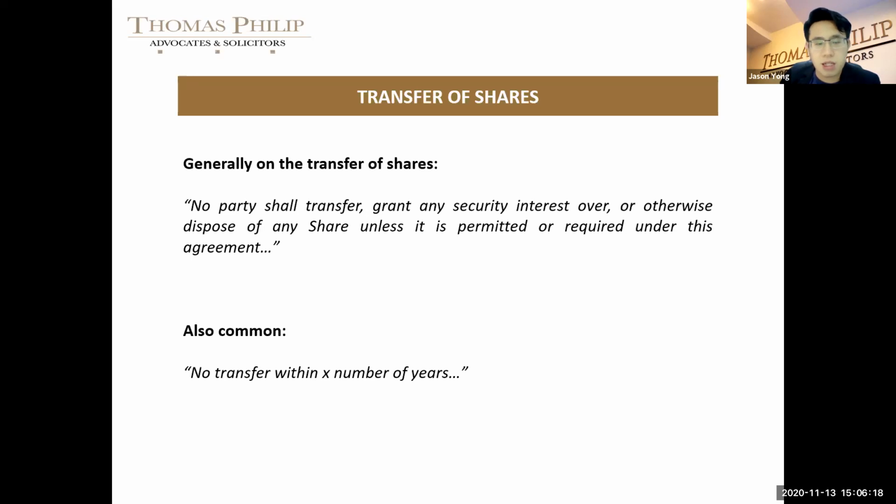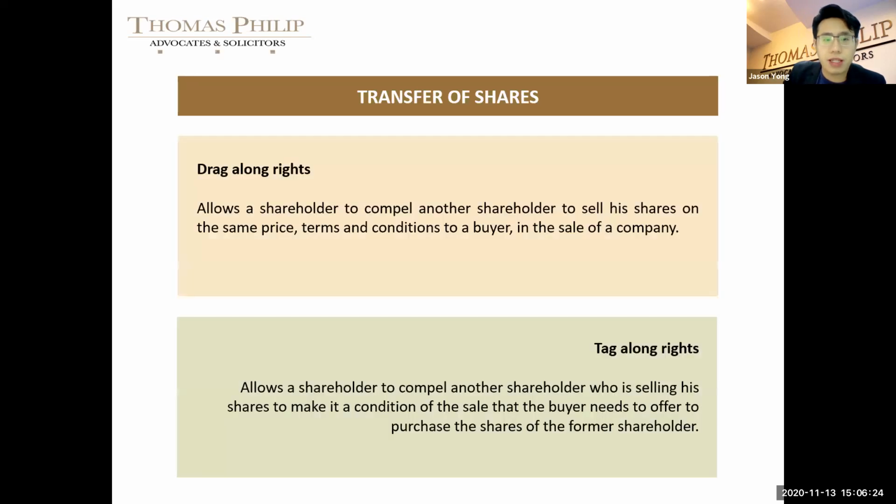So these are the kind of situations where you might want to put a restriction on the transfer of shares. Now we're going to look at the types of clauses that are normal when it comes to a transfer of shares, and we'll explain a little bit on each one. First set, and we call this a set because they're a bit similar, is drag along rights and tag along rights. We've covered this before in previous talks, but we'll cover them again.